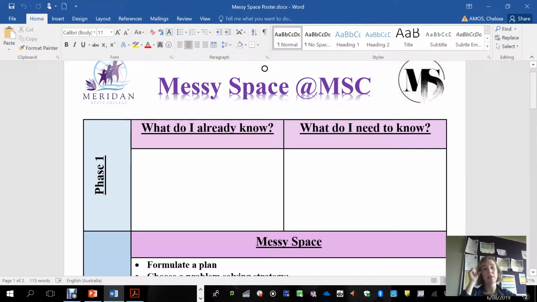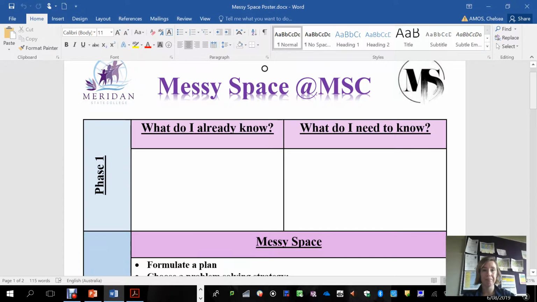So phase 1 looks at what do I already know, and this is where our students read a problem and they identify key information that they already have. What they then do is they look at what do I need to know. And what do I need to know focuses on what is the question actually asking you to do. This is really important for students. So during phase 1, students will identify key information, and then 2, they will identify what the question is actually asking them to do.